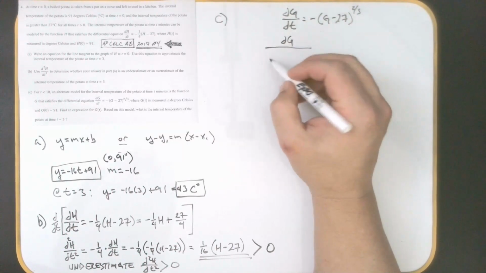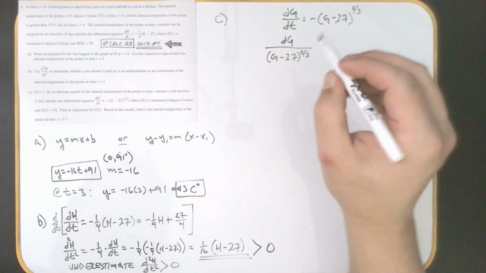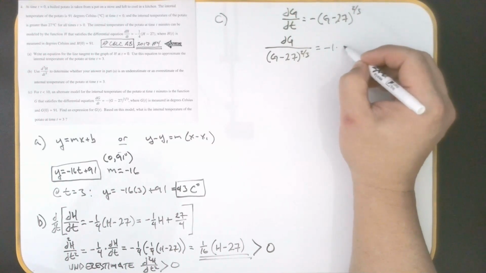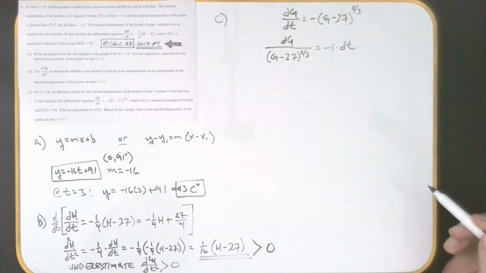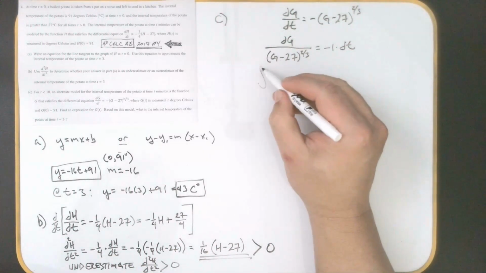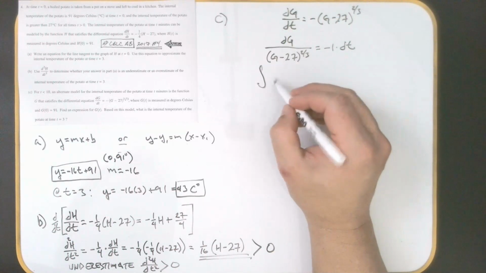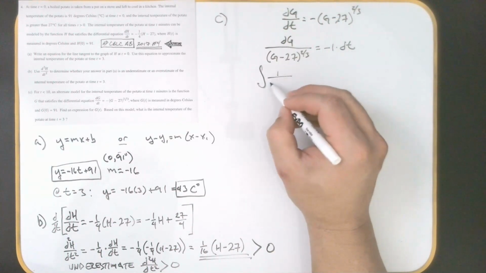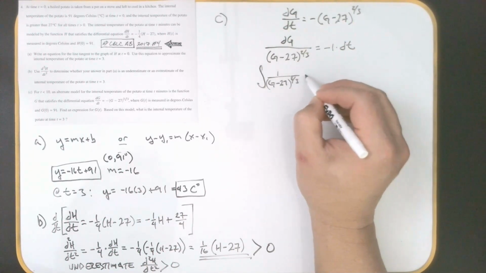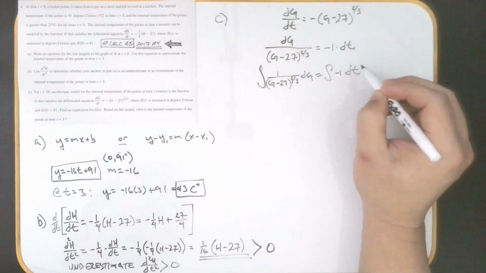dg over, I'm going to divide this over. So in the denominator here, I get g minus 27 to the 2/3. And I bring over the dt, and I just have that negative sitting there. I'm going to call it a negative 1 times dt. So all I did was separate my variables. Now at this step, I need to integrate both sides. So we're going to integrate, and I'm going to go ahead and put a 1 there. And this is g minus 27 to the 2/3 dg, and that is equal to the integral of negative 1 dt. Okay?